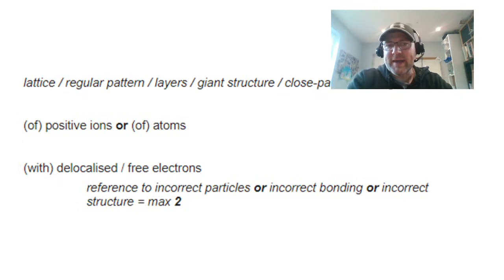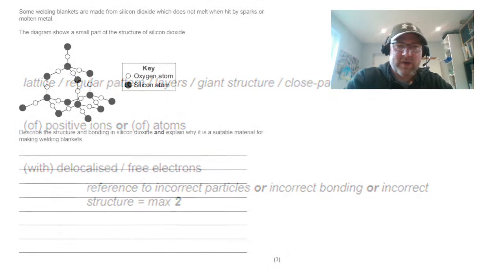So regular lattice, giant structure. Lattice and giant structure are the same thing. You can use them interchangeably. Some people say macromolecule. Positive ions and free electrons. Right, let's bust on.